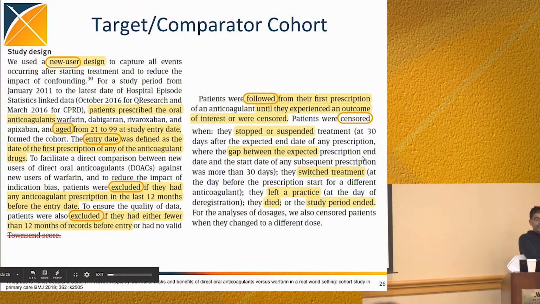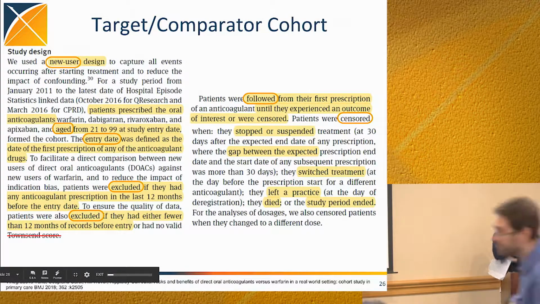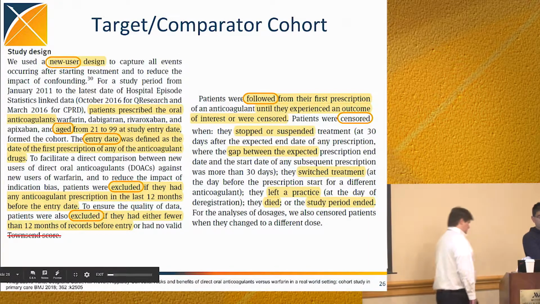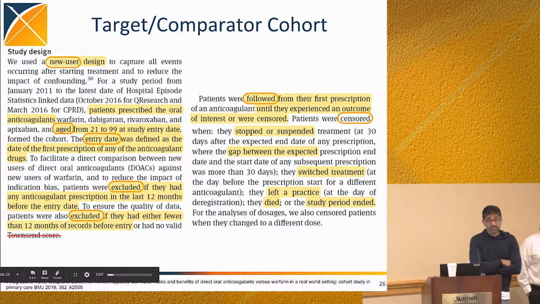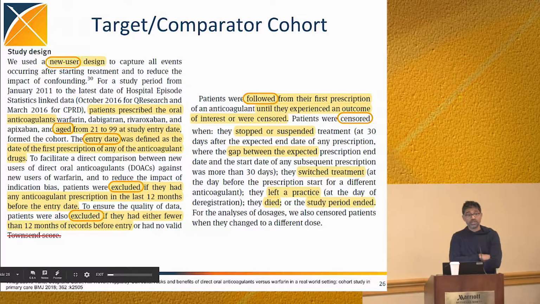Okay. It's a new user design. It will identify people who are prescribed oral anticoagulants. They talk about those oral anticoagulants: warfarin, dabigatran, rivaroxaban, and apixaban. They have defined these 4 drugs. They want to identify people in those data sets that are new users of these drugs.